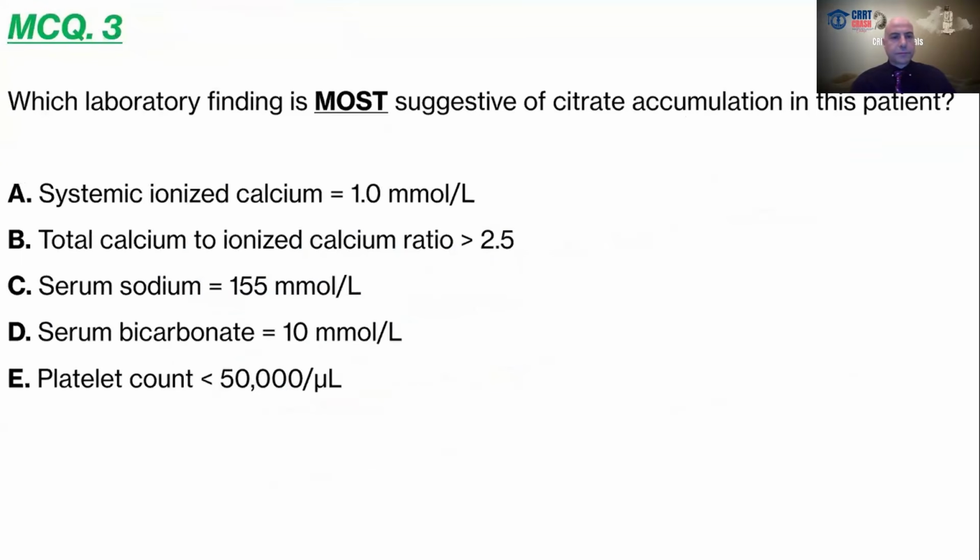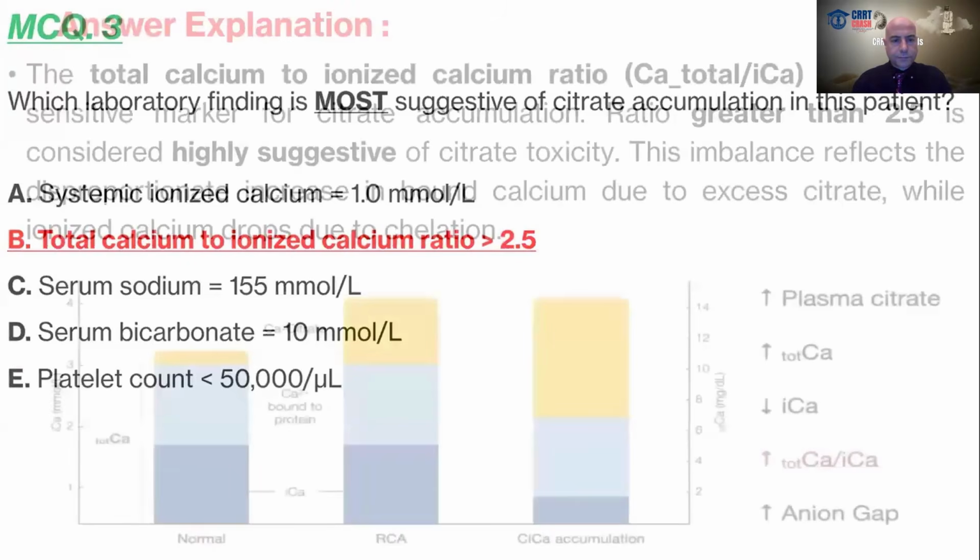MCQ number 3. Which lab finding is most suggestive of citrate accumulation in this patient? Systemic ionized calcium; total calcium to ionized calcium ratio above 2.5; serum sodium of 155; serum bicarb of 10; platelet count less than 50,000. The answer is total calcium to ionized calcium ratio above 2.5.